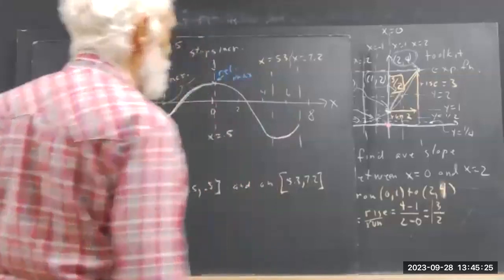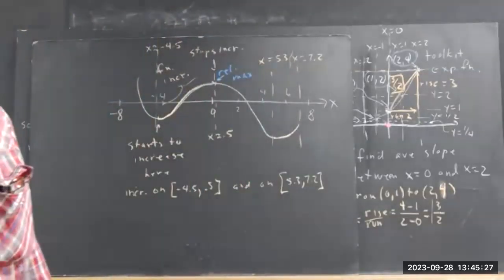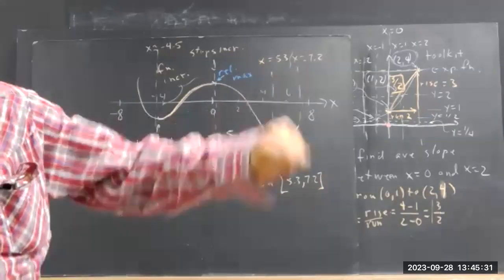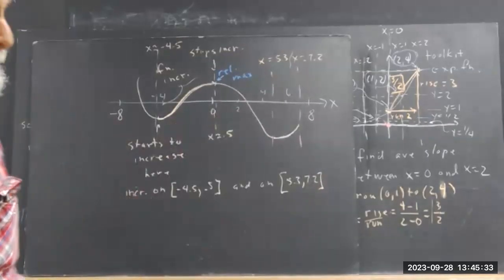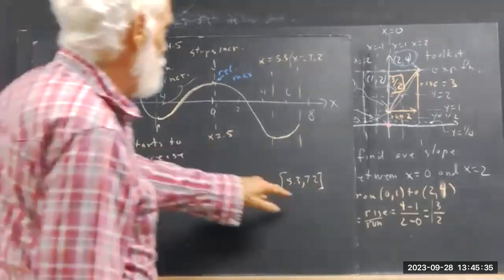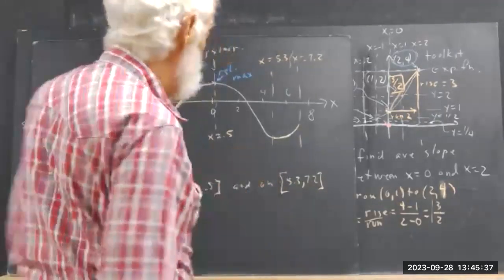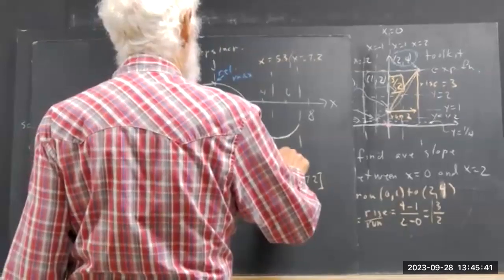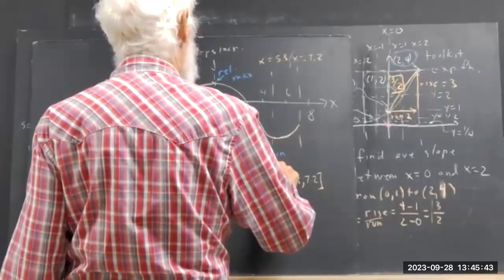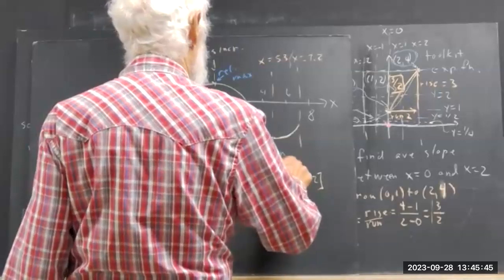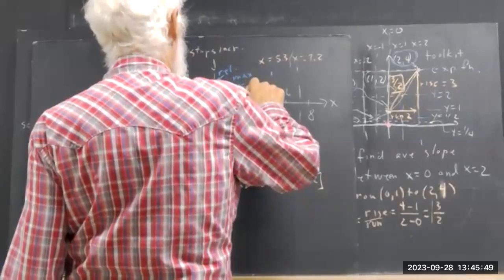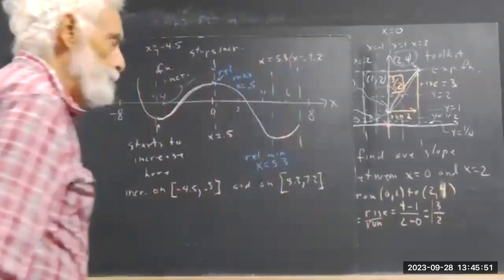And I'll bet you can tell me where there's a relative minimum. It's like you're at the bottom of the valley. And that's around x equals 5, 5.3, right? Relative max is about x approximately equal to 0.5.